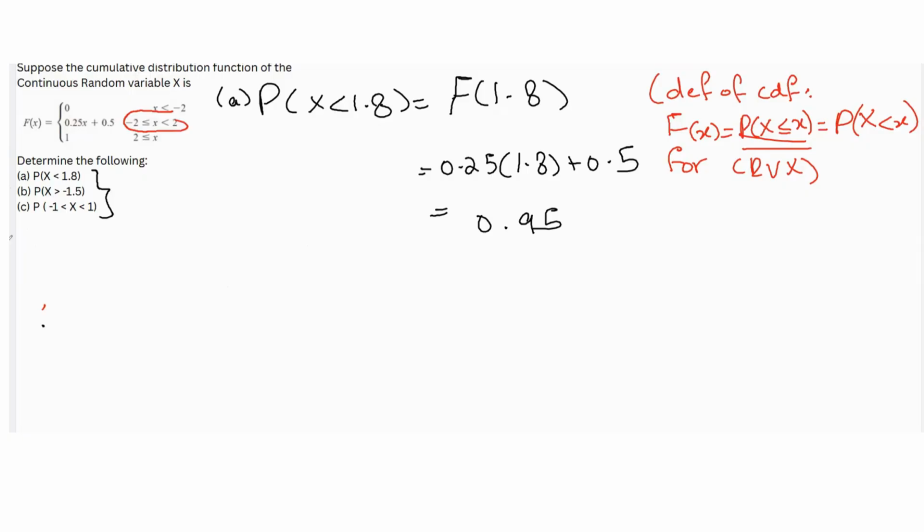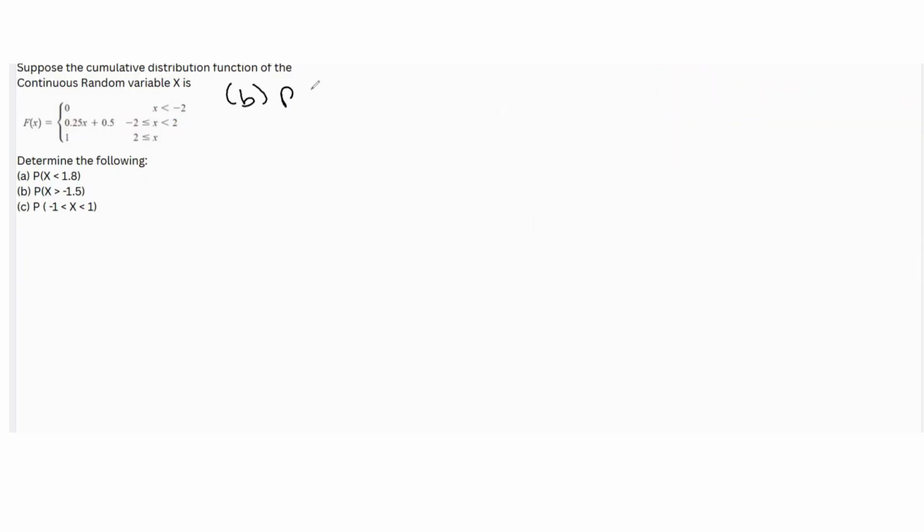Now let's do part B. So part B is the probability x is greater than -1.5. Again, it doesn't matter whether it's greater than -1.5 or greater than or equal to -1.5, the equal to sign does not matter. First, because we want to use the CDF to answer this, I'm going to use the complement rule and rewrite this. The CDF, by definition, is of the form probability x is less than x, which equals probability x is less than or equal to x only for a continuous random variable. So instead of greater than form, we want the probability in less than or equal to form, and for this we use the complement rule.